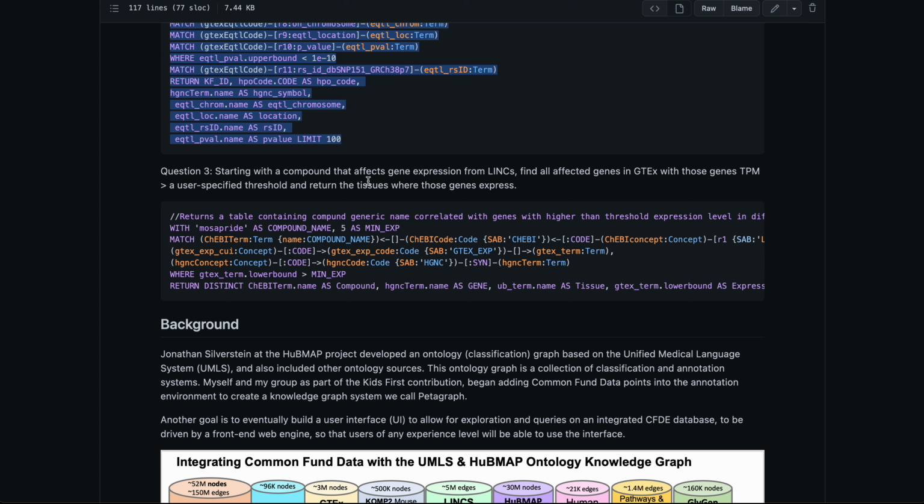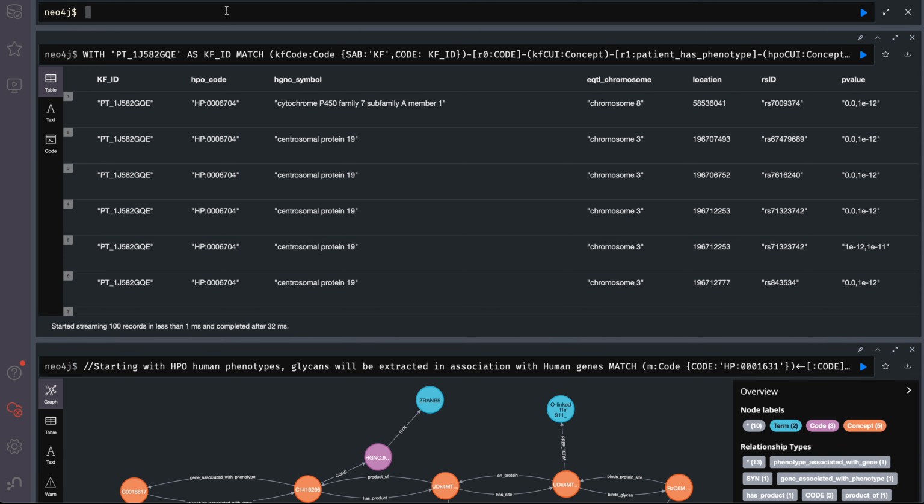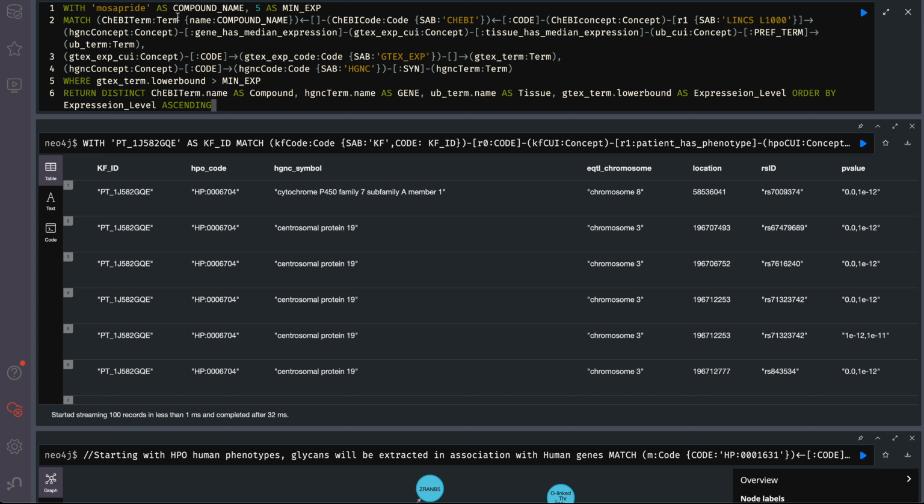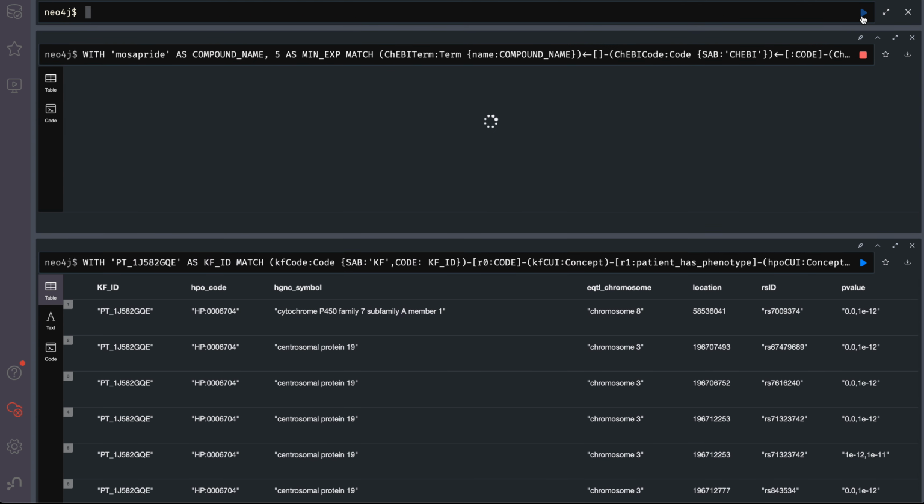express from GTEx. So if we do this query, we're going to use this compound called mosapride, and we're going to find all of the tissues where those genes express and what tissues may be affected by this compound. Because if this compound affects certain genes in certain tissues, we can expect to find the tissues that are affected by those genes, that are affected by the compound.